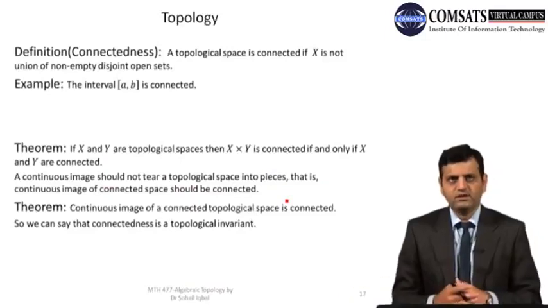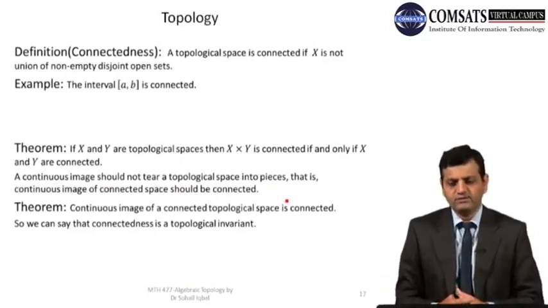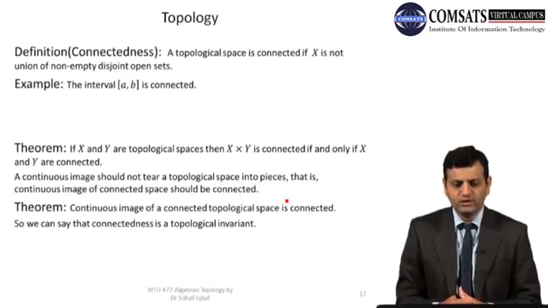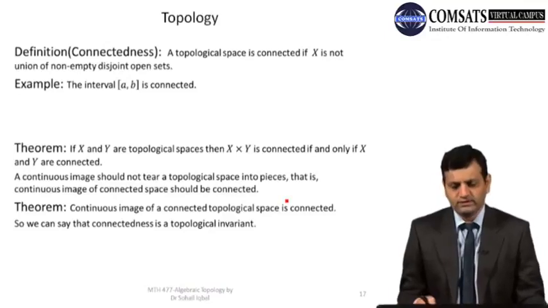Our next definition is connectedness. A topological space is connected if X is not a union of non-empty disjoint open sets. So the interval [a, b], which is a closed interval, is connected because we cannot write it down as a union of two disjoint open sets.